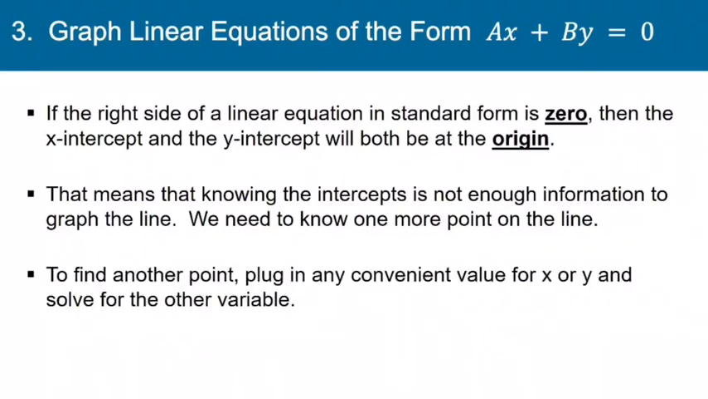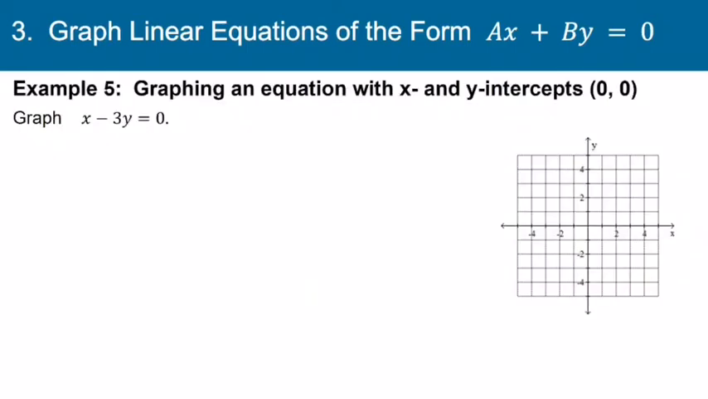So finding another point is pretty easy. All you have to do is plug in any convenient value for x or y, totally your choice, and then solve for the other variable, and that will give you an ordered pair that you can graph and use to draw your line. So let's try here with example 5. This says graph x minus 3y equals 0.